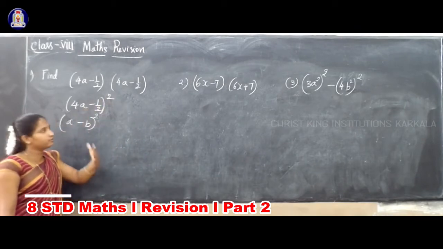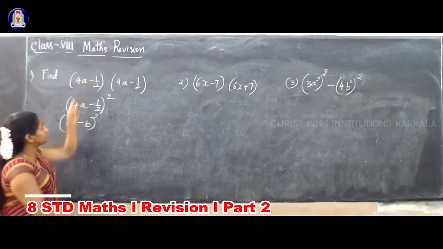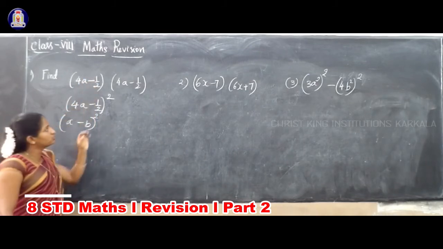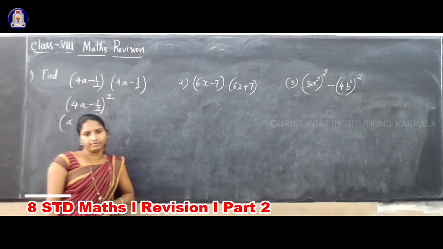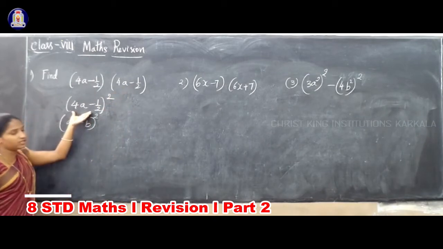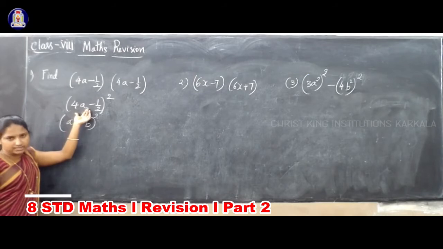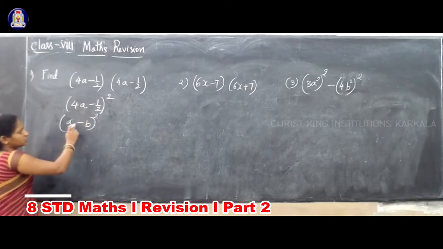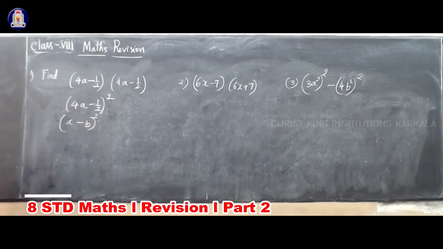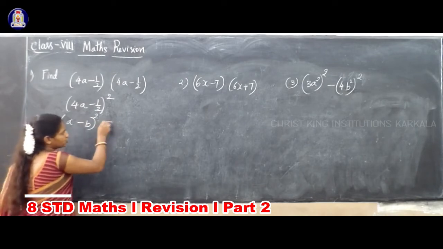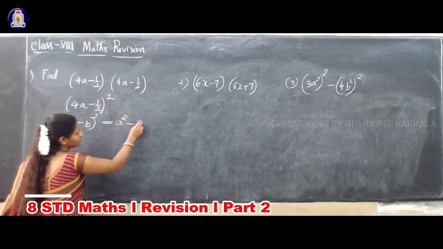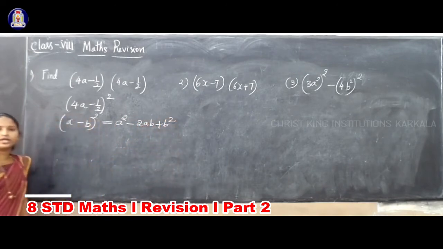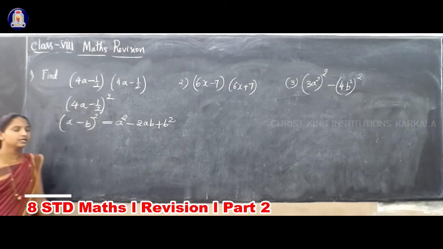So sometimes we get 4a plus instead of minus, they can ask plus. So 4a plus 1 by 2 and 4a plus 1 by 2. In that case you have to use the first identity, a plus b the whole square. But in this question, the question is in the form of a minus b the whole square. So you know the identity, that is a square minus 2ab plus b square.